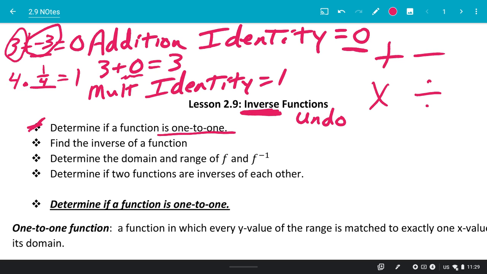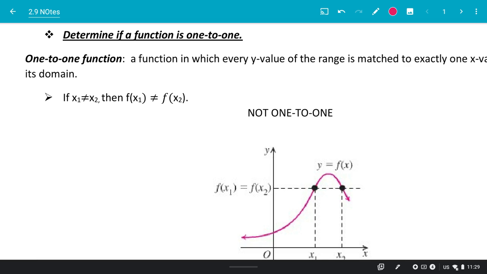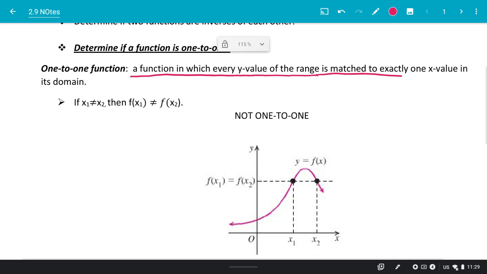What does it mean for a function to be 1-to-1? Well, a 1-to-1 function is a function in which every y value of the range is matched to exactly one x value in its domain.